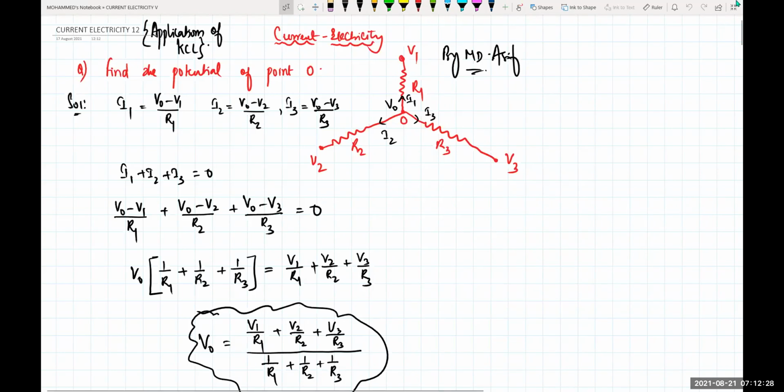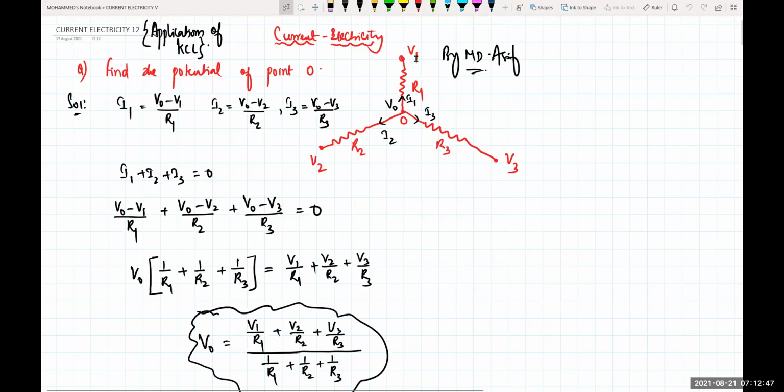See this question. Find the potential of point O. This is the given diagram for us. Resistance R1, resistance R2, resistance R3. From V1, from this junction O, there is a flow of current which is going outward. This is I1, I2, and I3. V0 is a common potential.